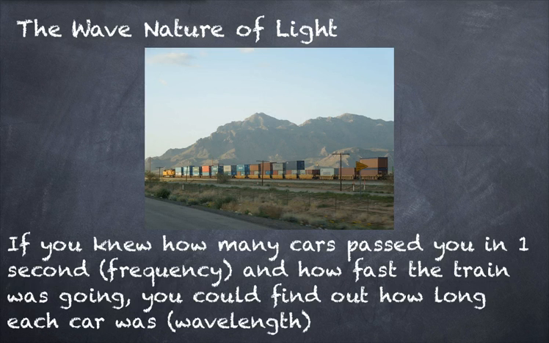So if you knew how many cars passed in 1 second, so that's its frequency, and you knew how fast the train was going, you could find out how long each car was. And that is analogous to the wavelength. If I know the speed of electromagnetic radiation, and I know the frequency of that electromagnetic radiation, then I could find out how long the crests of each of those waves are.